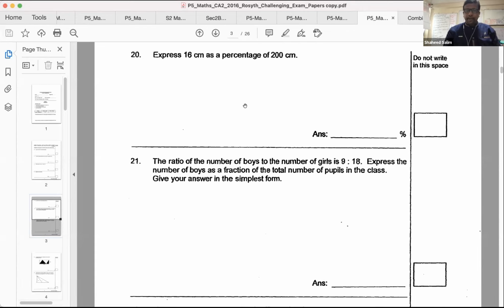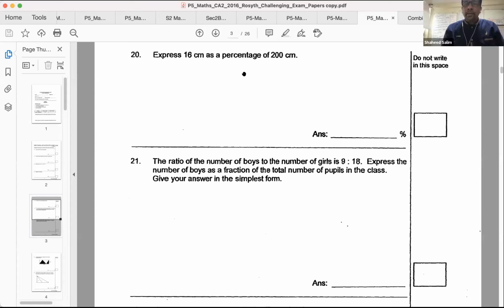Make it a fraction, then just times by 100. Remember, I told you if you want to change any fraction or decimal, you just times by 100. So make this into a fraction and times by 100. You will get your answer. Sure, I don't understand? Okay, no problem.